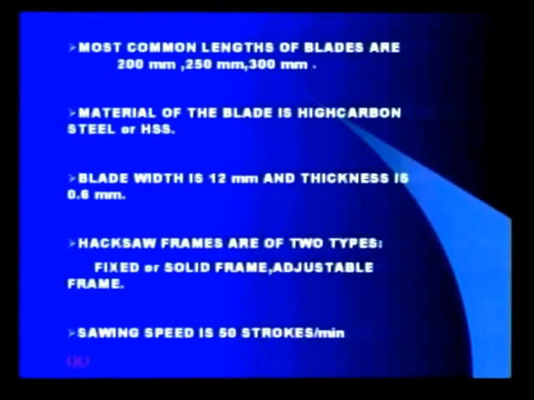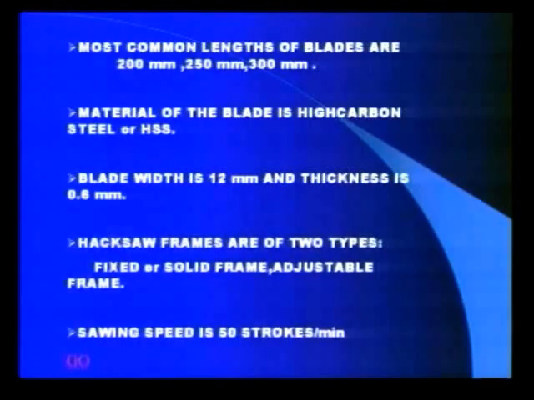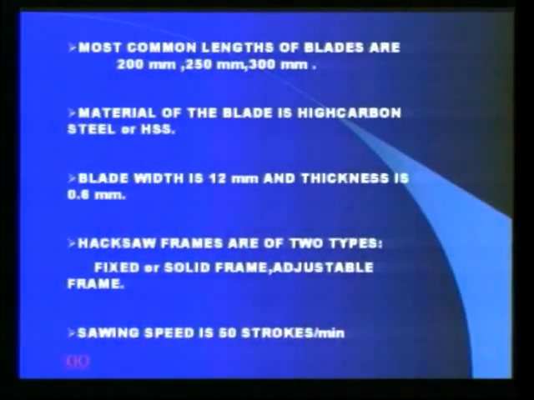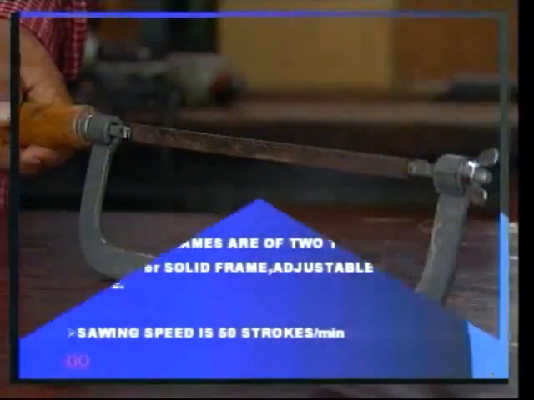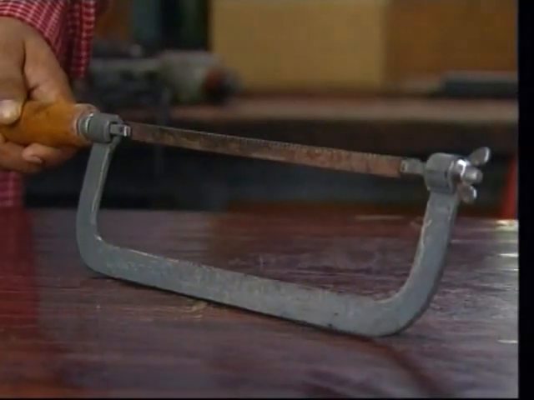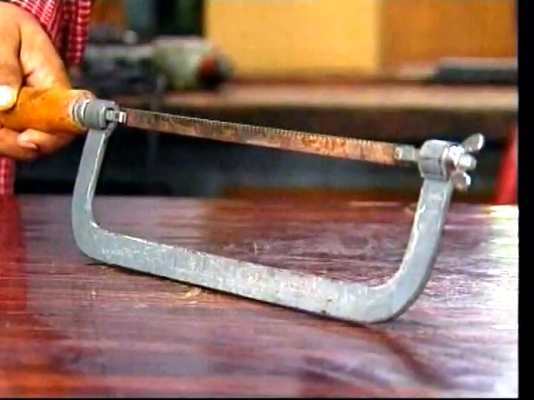Over tension on the blade, too rapid cutting and excessive pressure are causes of broken blades. For harder materials, it is necessary to saw slowly and to use greater pressure. Now we will see the parts of hand saw.